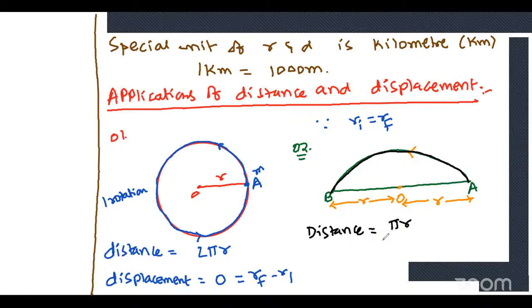So displacement. A is the initial position and B is the final position. So final position minus initial position. The shortest distance means it can move like this also, A to O, to B. AO plus OB is nothing but 2r.